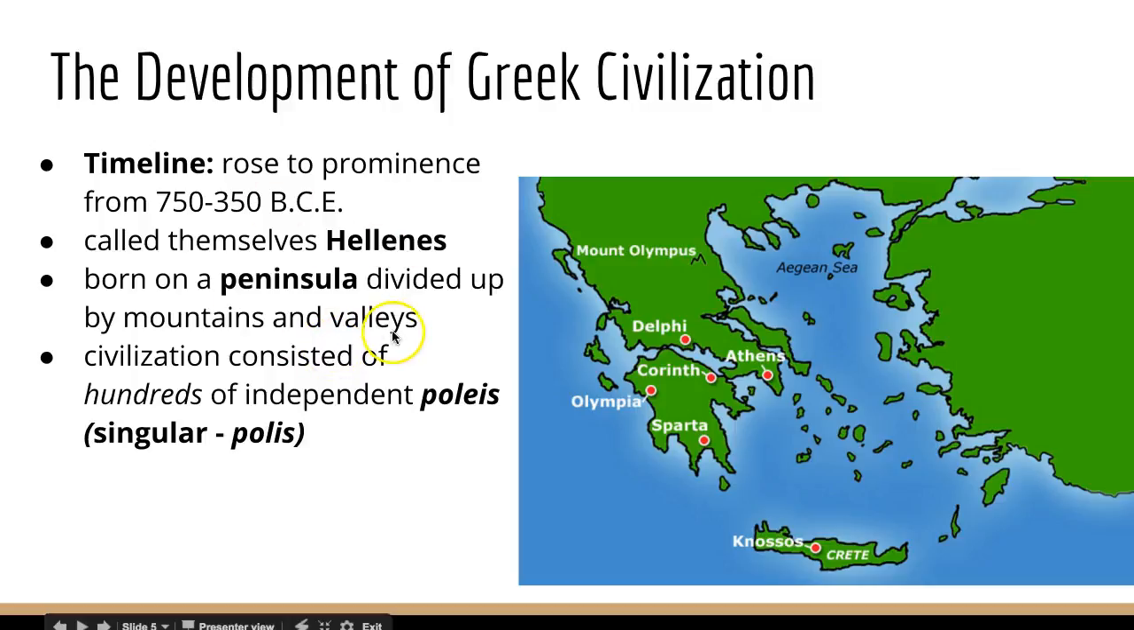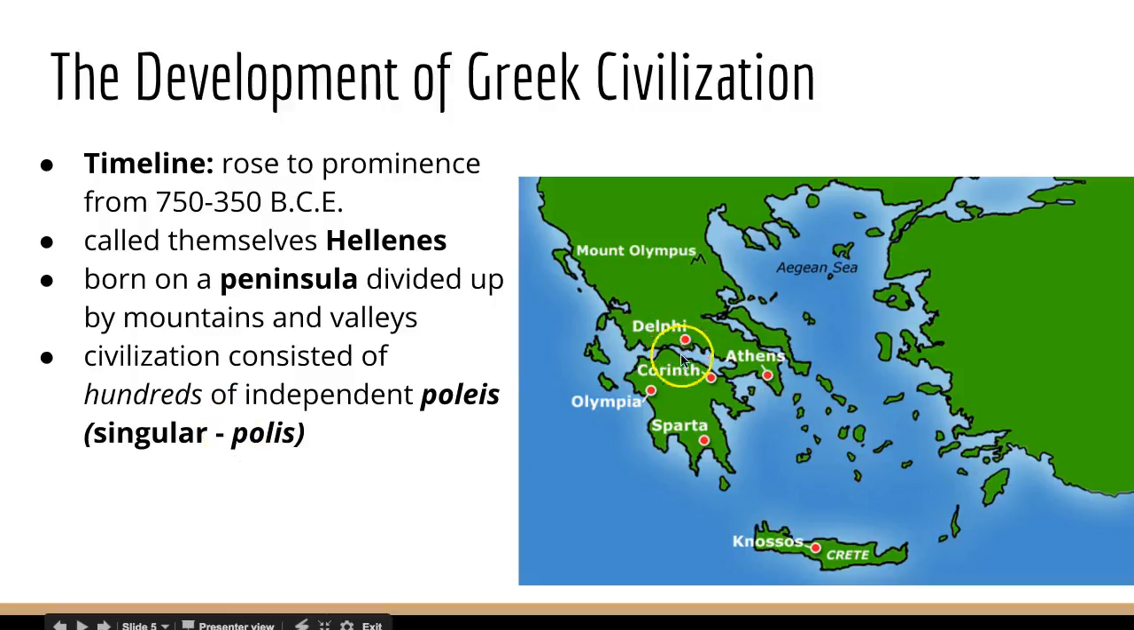So what we see here is before they had individual city-states, we're looking at them called Hellenes. We're looking at just a collective group of these city-states here. They're born on this peninsula that you can see right here on the map, and it was divided up geographically just by mountains and valleys, and so that's how they were able to divide up the territory into these different city-states. And so the civilization in this area of Greece consisted of hundreds of different independent polis, these city-states.